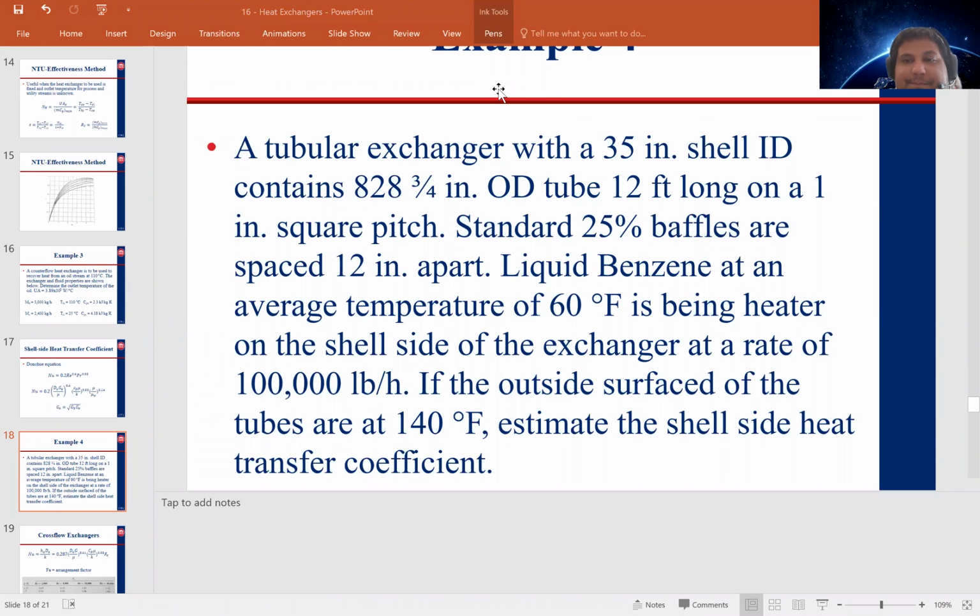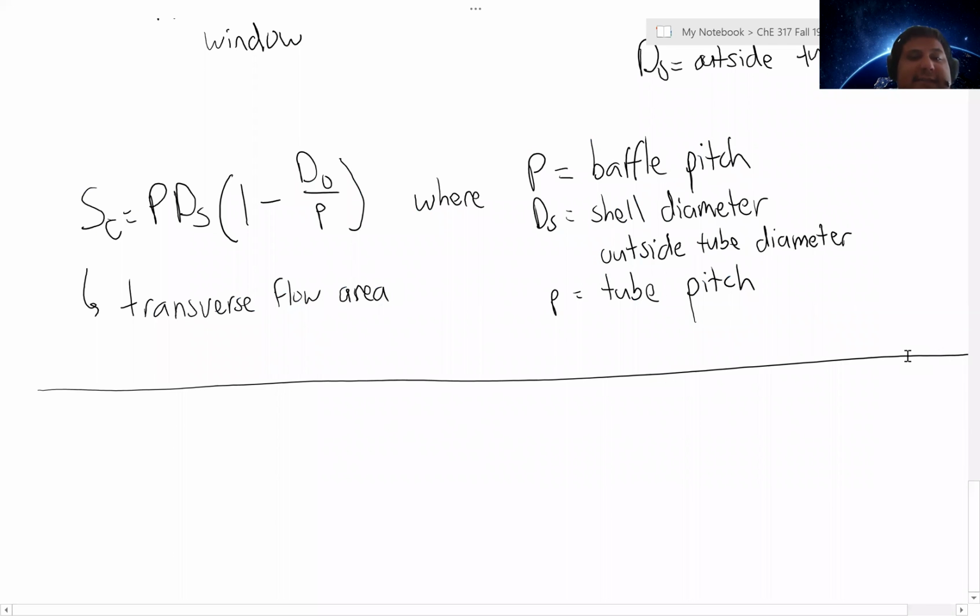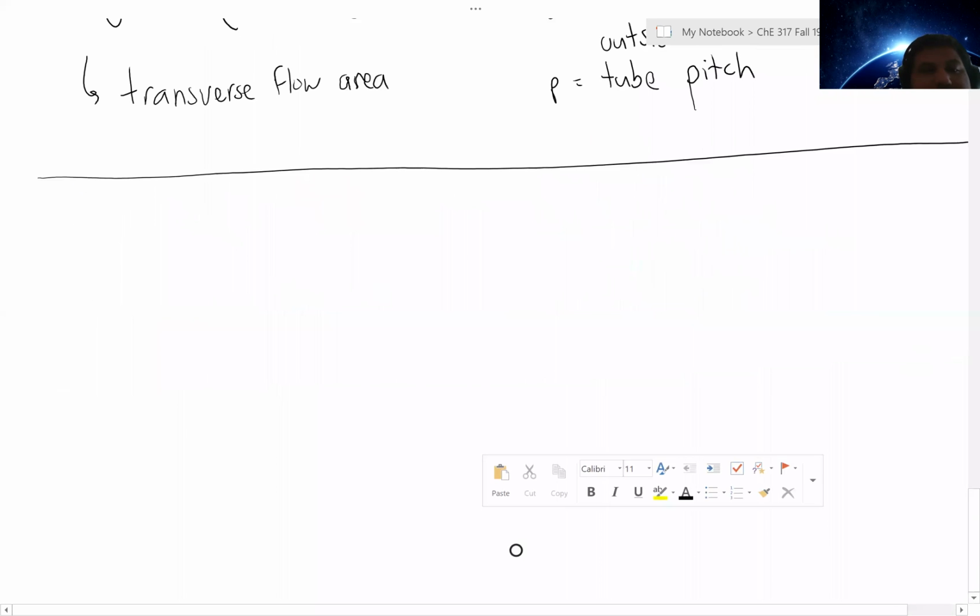All right. So let's take a look at doing this example. Calculating.